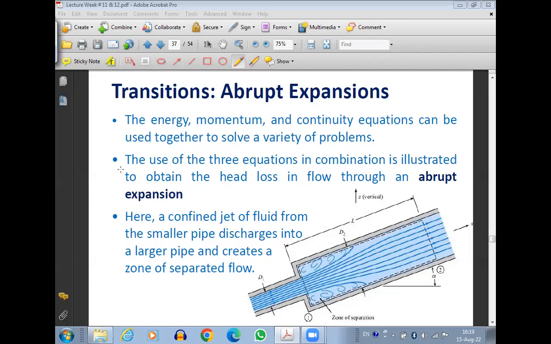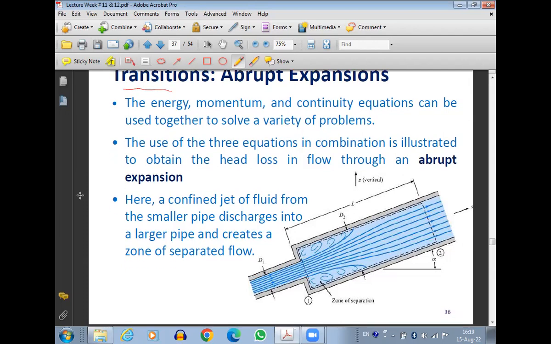So basically, transitions. Now we have studied the energy equation, momentum equation, and continuity equation, and they can be used together to solve a variety of problems. The use of the 3 equations in combination is illustrated to obtain the head loss in flow through an abrupt expansion. Now, what is an abrupt expansion?